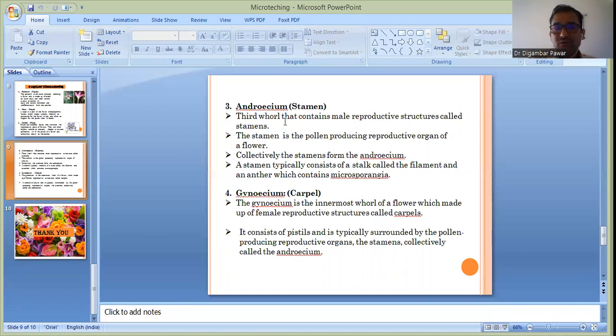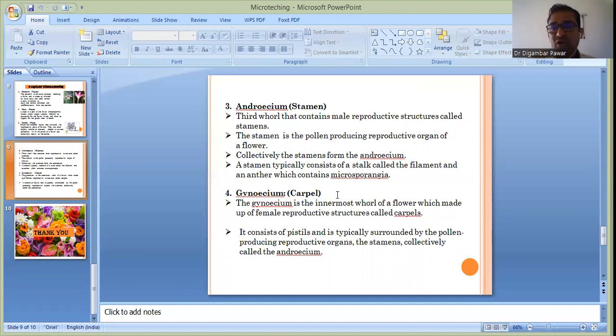The third whorl contains the male reproductive structure called stamens. Due to the male reproductive structure, it is called the male reproductive organ of flowers. The stamen is the pollen-producing reproductive organ of a flower. Collectively, the stamens form the androecium. A stamen typically consists of a stalk called the filament and an anther, which contains microsporangia.